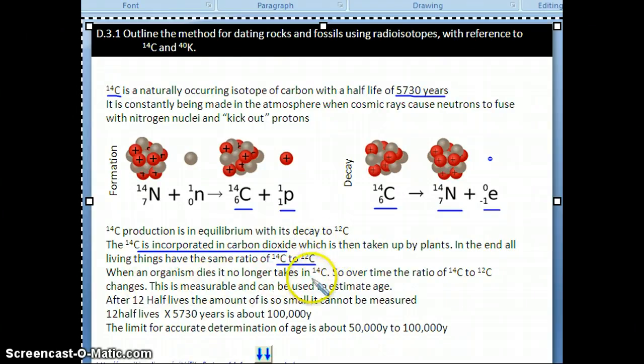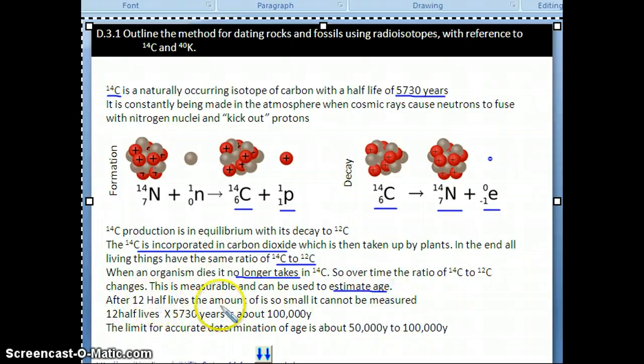That will stay the same. When an organism dies, it will no longer take in the carbon-14, and so over time the carbon-14 is going to decay, and as the carbon-14 decays, we're going to have a low amount of carbon-14, and the carbon-12 will stay the same. So we can measure this carbon-14 to carbon-12 ratio, and we can estimate the age.